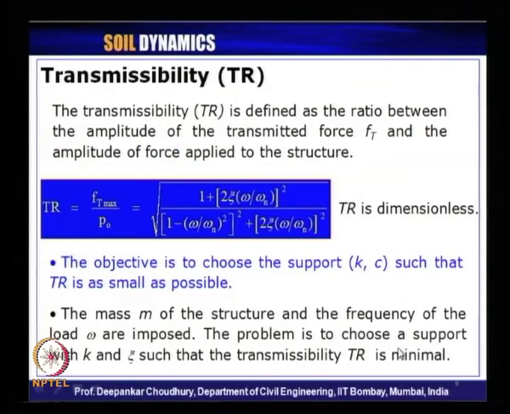Now, coming to our new topic today, we are starting with a terminology which is called transmissibility ratio, or in short it is expressed as TR. So, what is transmissibility ratio? Transmissibility ratio is defined as the ratio between the amplitude of the transmitted force F_t and the amplitude of the force applied to the system or to the structure.